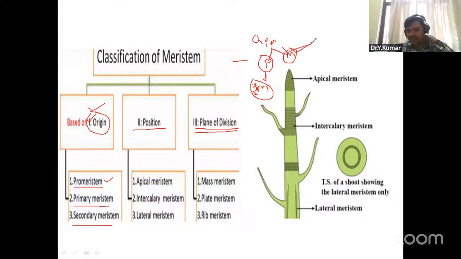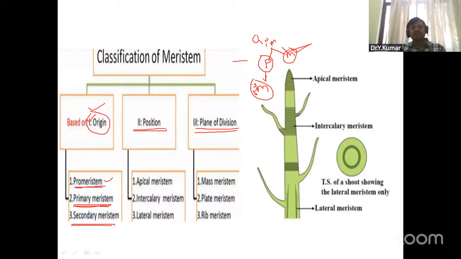The first formed is the primary meristematic. Promeristem in the embryo. From the promeristem, primary meristem. After primary meristem, sometimes the permanent tissue also acts as a meristematic tissue, that is called a secondary meristem. The function and formation of secondary meristem I will explain later in secondary growth. Right? Now position.